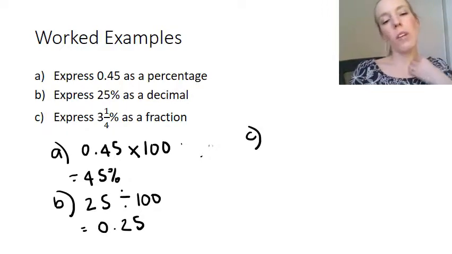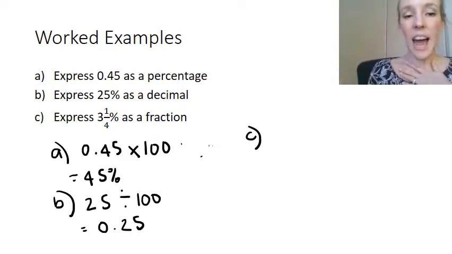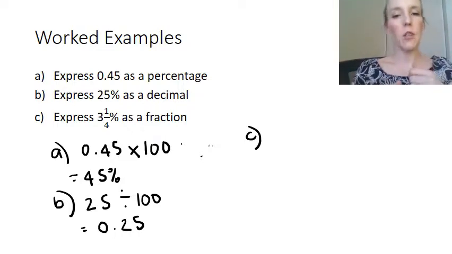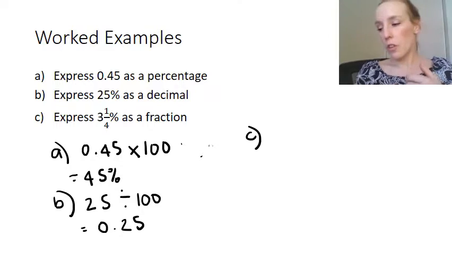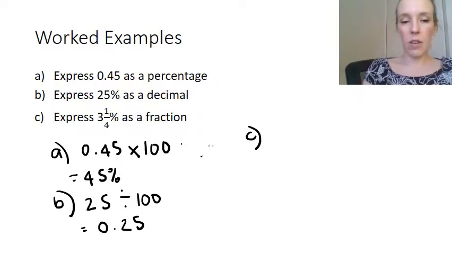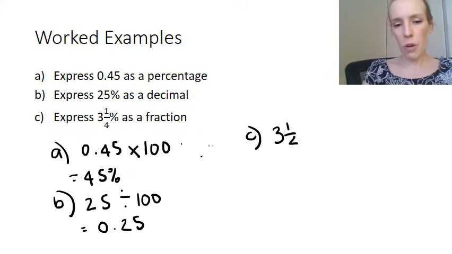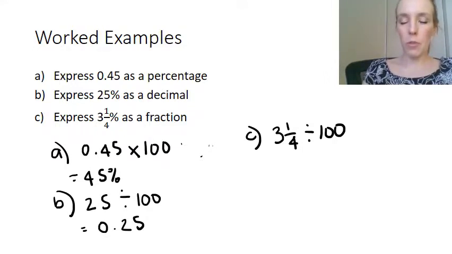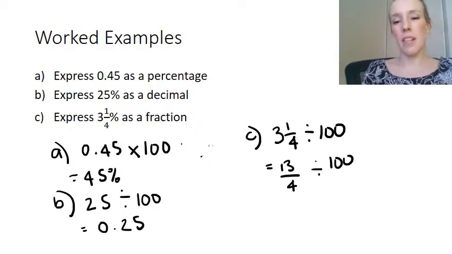Okay, so for C, we've got a little bit of a tricky one here. We've got 3 1/4% as a fraction. There's a few ways you can do this. One way is obviously you have to divide by 100. So 3 1/4% divided by 100. We'll just turn that into an improper fraction. So 4 times 3 is 12, plus 1 is 13. So that's 13 over 4 divided by 100, and obviously that means 100 over 1.